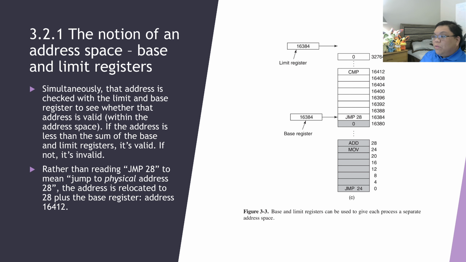So when we do jump 28, we relocate that address to address 16412. We make sure it's greater than or equal to 16384, but also less than the base register plus the limit register, which is 32768. And if it is outside that range, that is an invalid address that would lead to a trap to the OS, an illegal memory access, and the program would probably segfault or something like that.